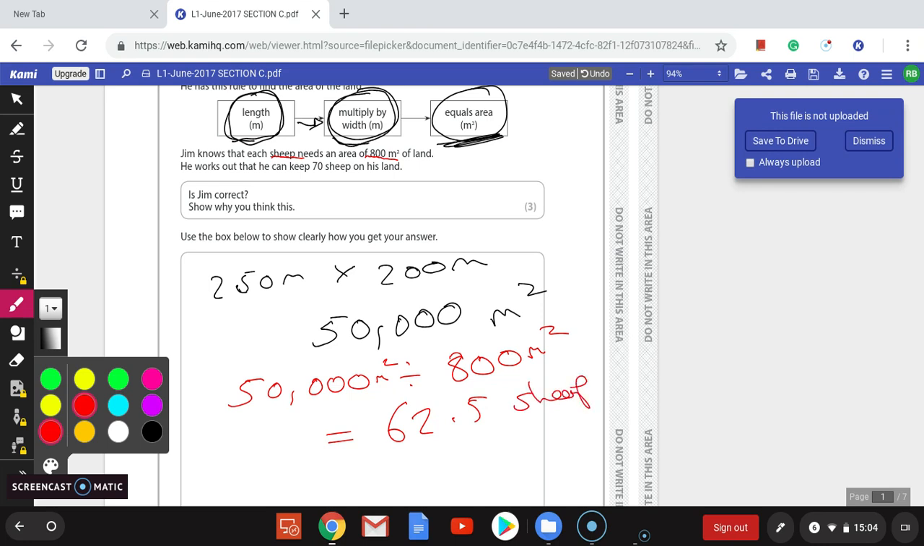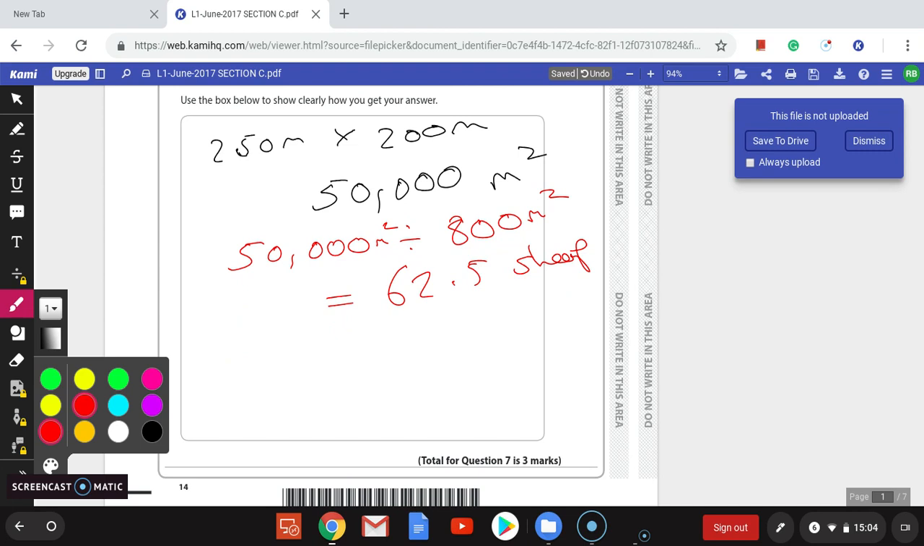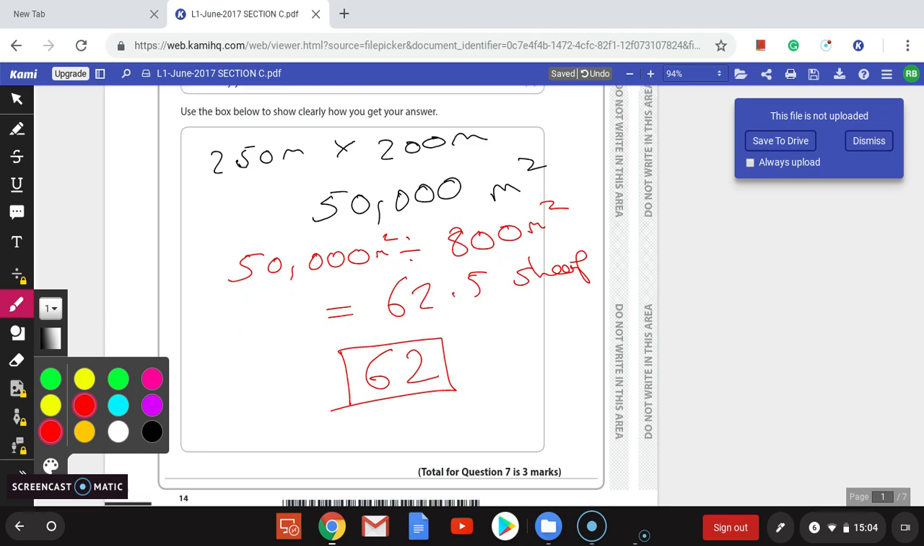But obviously you can't have half a sheep. And in this question, if you round up to 63, you can't fit 63 in. So in questions like this, you need to round down. So the answer is 62 sheep. Remember, we want our answer in words.